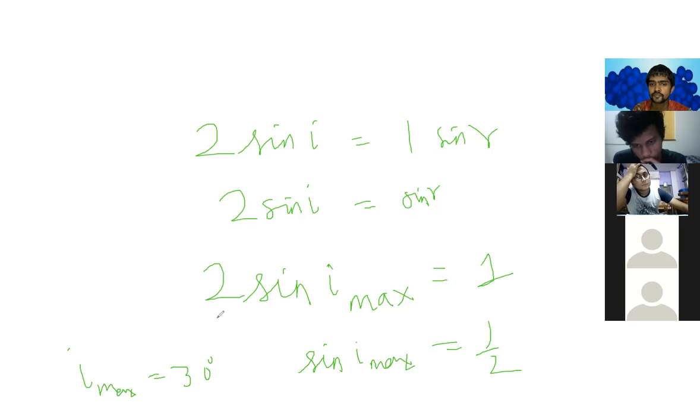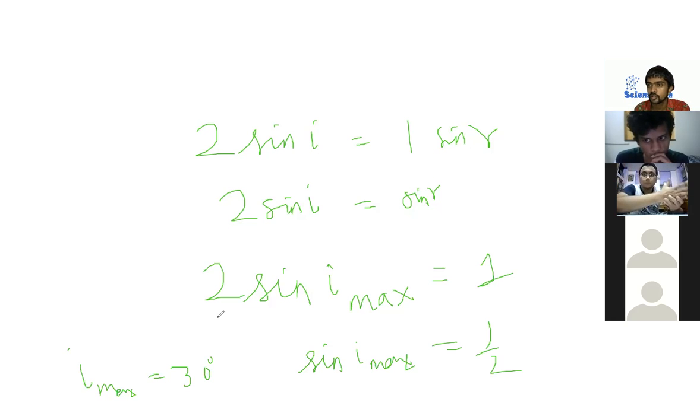How much is R if R is equal to 90? If 2 sin I is 1, equal to sin R. If 1 is equal to sin R, how much is R? 90 degrees. So if R is 90, what does it mean? It's grazing around the surface. What do we call that?